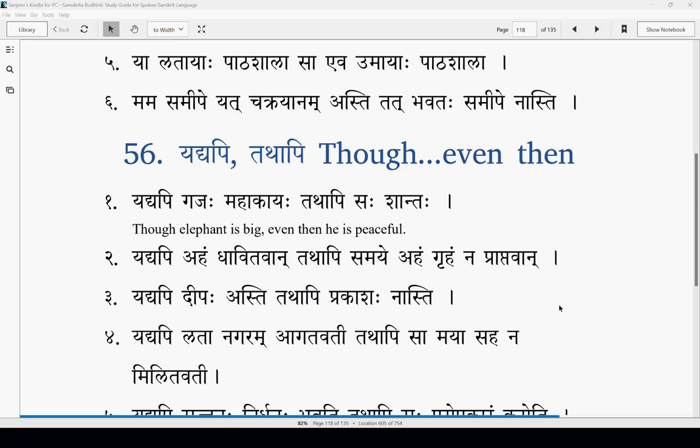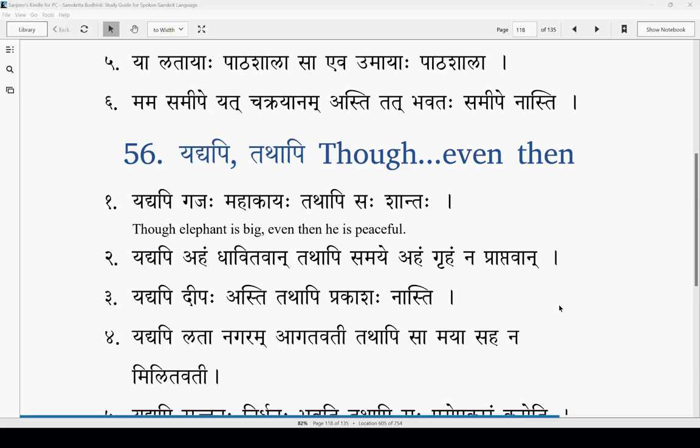Is the meaning clear to everyone? So Lata came to the city. Tatparyam means the purport of this sentence, what the person is trying to say.